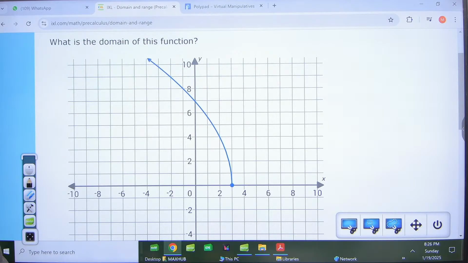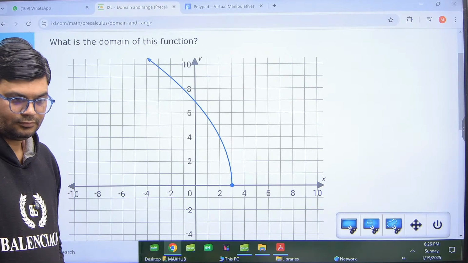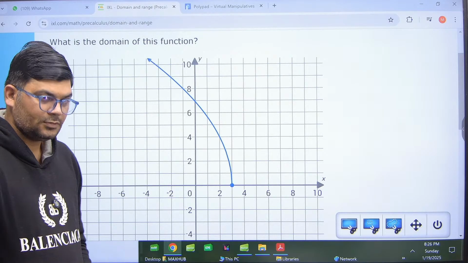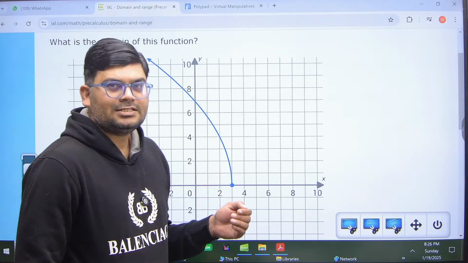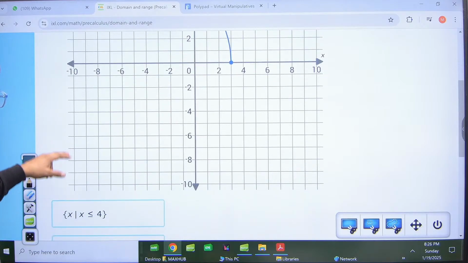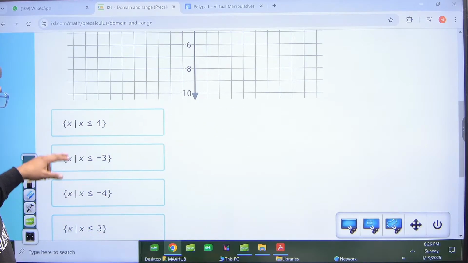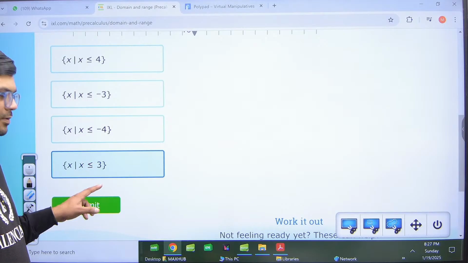Okay, what is the domain of this function? From 3 to negative infinity. So you will say x is less than... How will you say that? x is less than or equal to 3. x is less than or equal to 3. Are you getting it? Yeah. Okay.